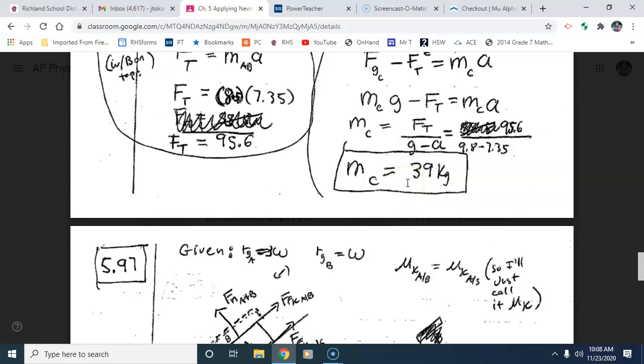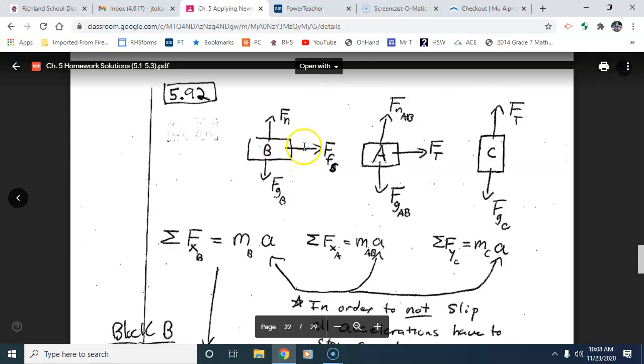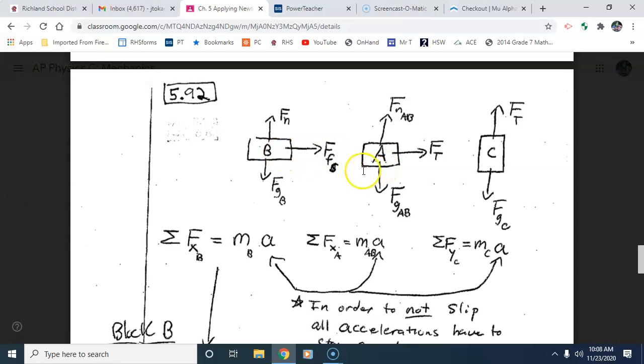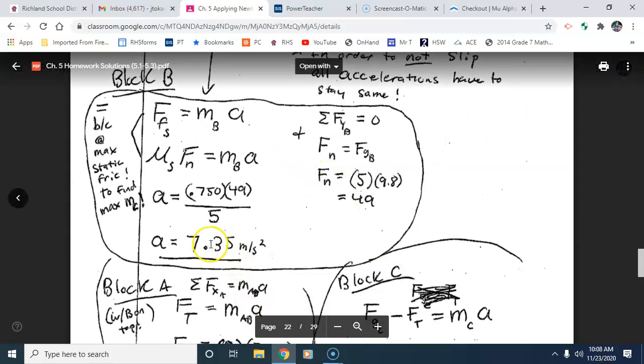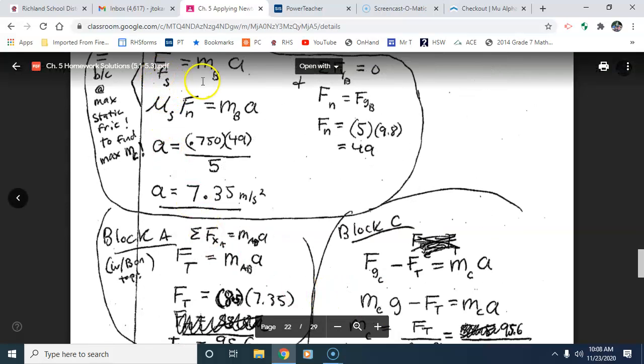Basically, another way to look at this is if we had a mass that was any higher than 39 kilograms, that would actually cause block B to slip off of block A. Because that would also cause a higher acceleration, and it would all snowball, working backwards, into the fact that there wouldn't be enough static friction to hold it on.